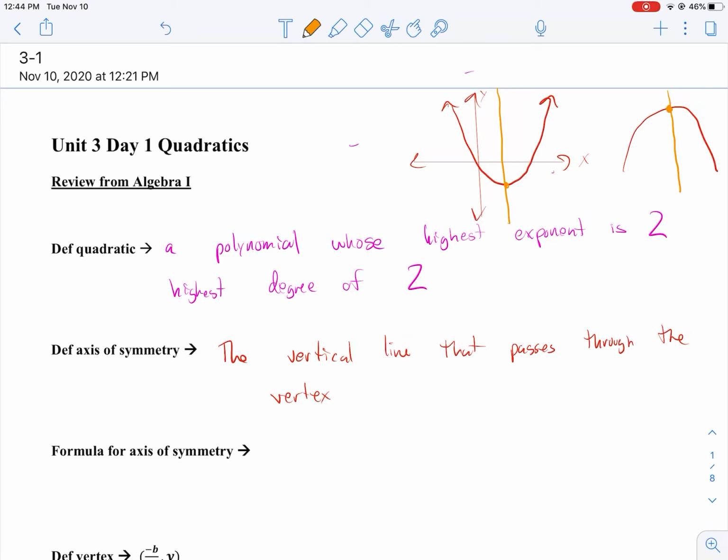And also, we have to remember this is a vertical line, right? So it's always going to start with x equals. So that being said, x equals what? Well, in order to find that axis of symmetry, you need this formula, negative b over 2a. I'll talk about where those letters come from.